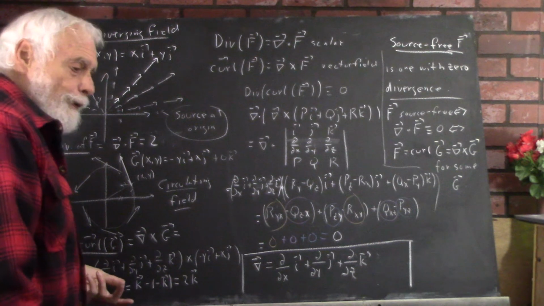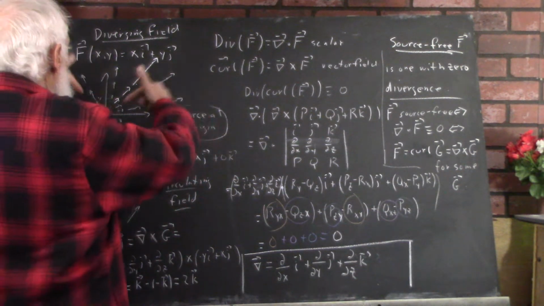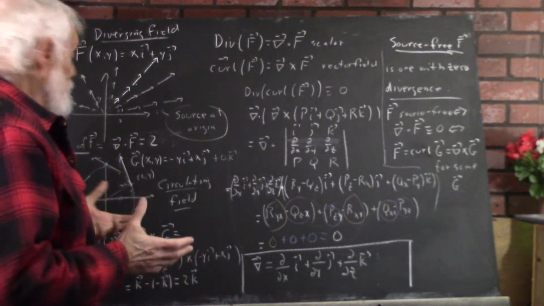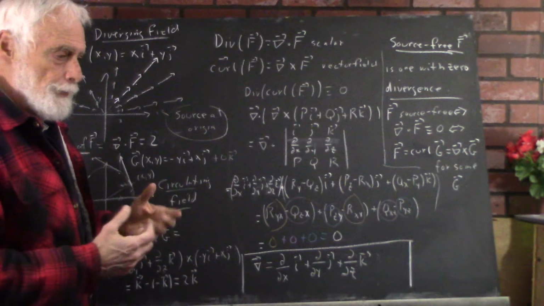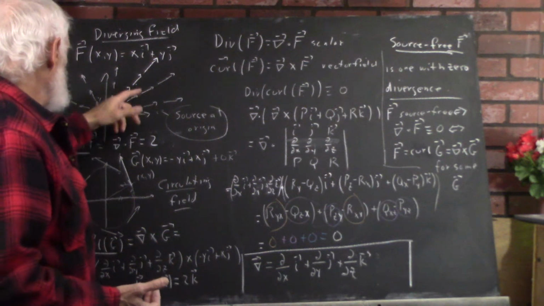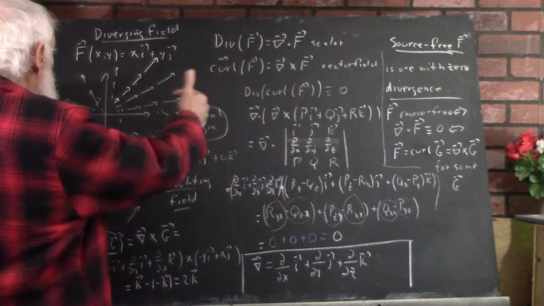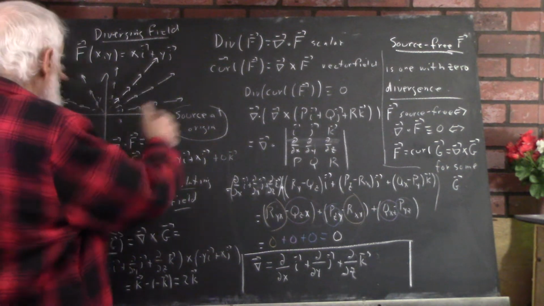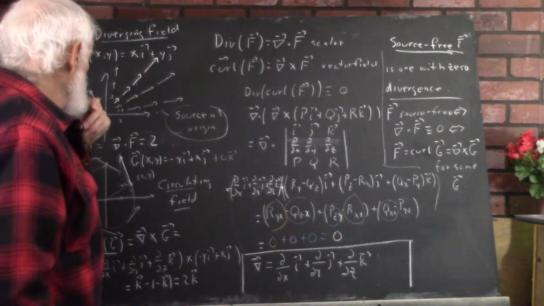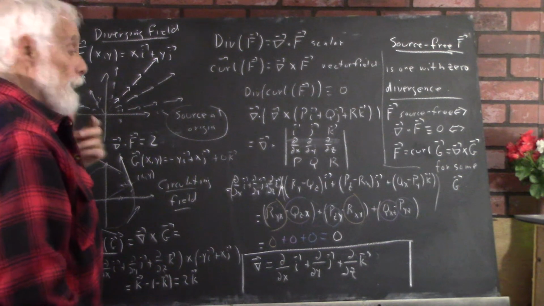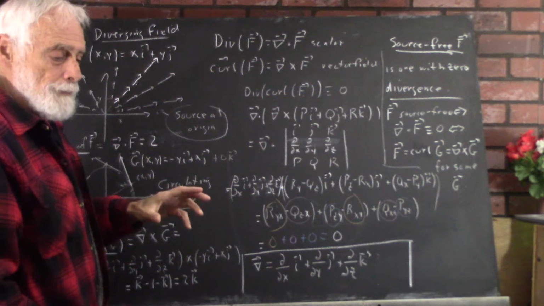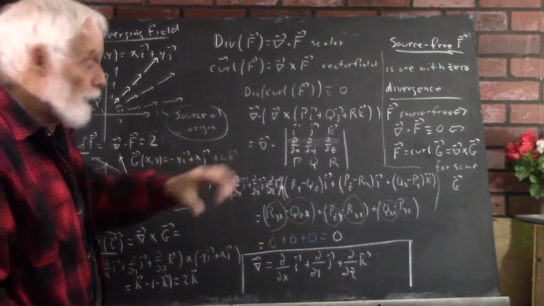Another example of a diverging field would be one that goes inward, like a gravitational field. Everybody in this class has been through physics and understands gravitational fields, also electromagnetic fields. The difference between this field and the gravitational field, other than that the gravitational field of a mass at the origin would point inward, is that the gravitational field doesn't get bigger as you move away from the origin. The gravitational field falls off inversely as the square of the distance from the origin.